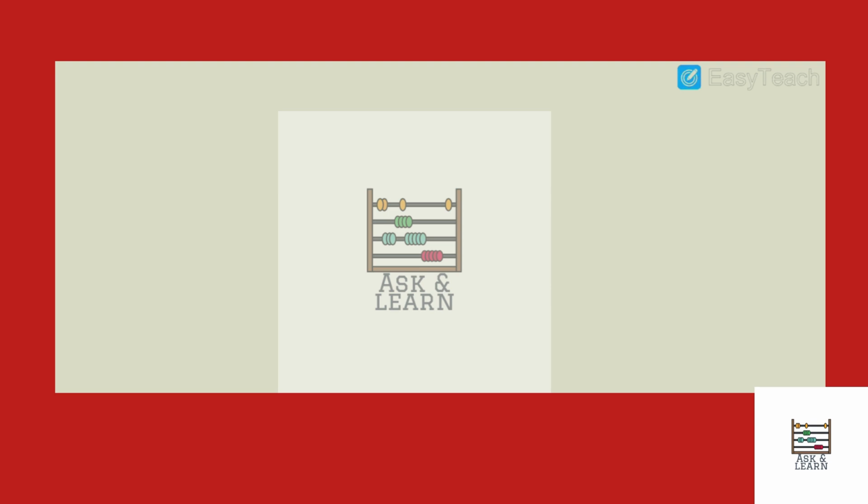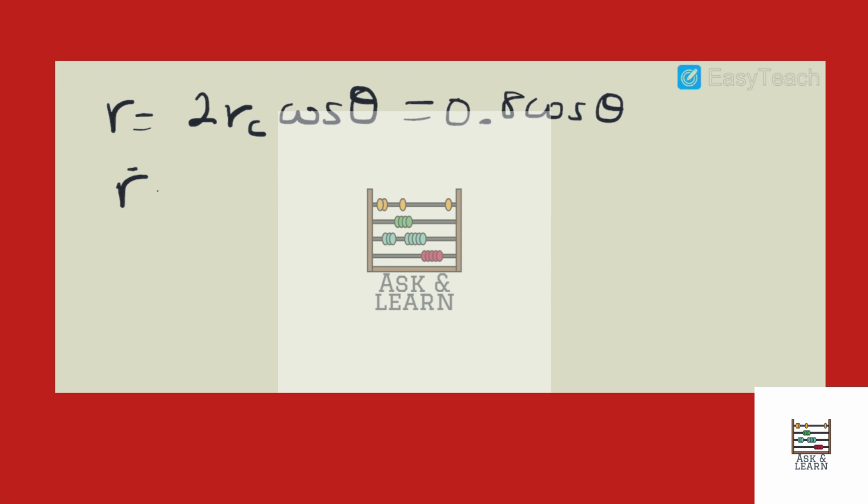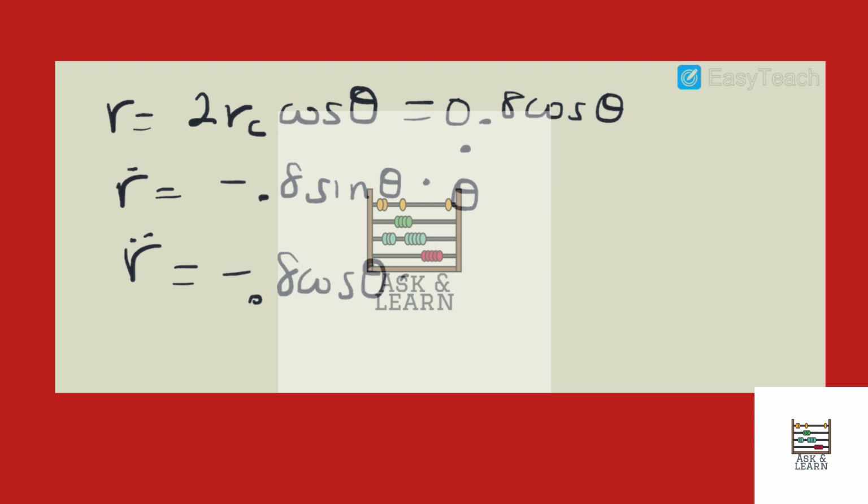First thing we're going to do is say that r is equal to 2 times rc cos theta. And since we know rc is just 0.4 feet, we can say that r is equal to 0.8 cos theta. Therefore, r dot is equal to negative 0.8 sine theta times theta dot. And we also know that r double dot is equal to minus 0.8 cos theta times theta dot squared minus 0.8 sine theta times theta double dot.